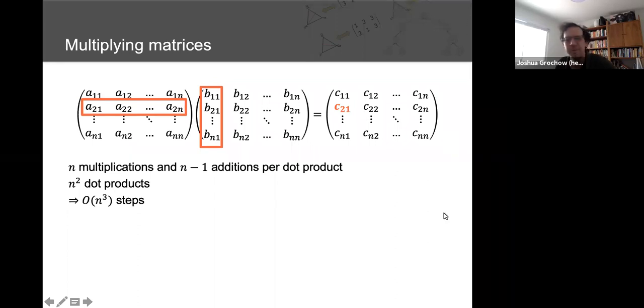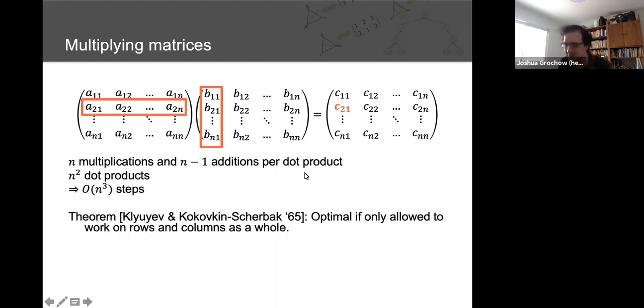So, okay, we all know how to multiply matrices, but today we're going to be interested in how efficiently we can multiply matrices. The basic thing is, you do a dot product of a row with a column, and you do n squared of those. Each dot product takes n multiplications and n-1 additions. So in total, this gives us n cubed steps. And the question is, can you do better than this?